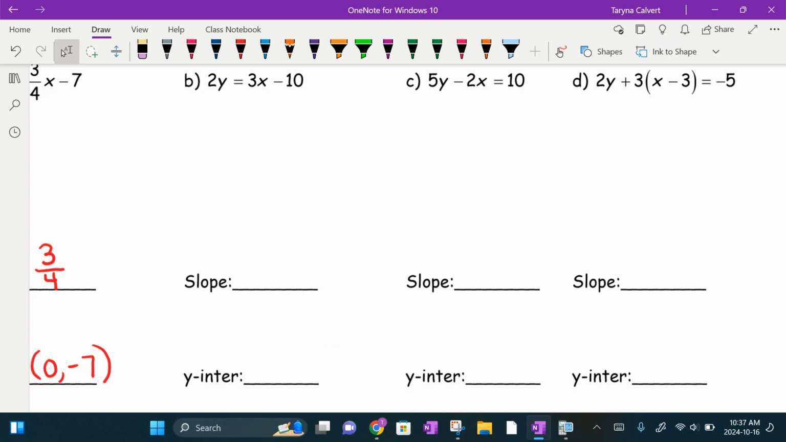So the first one's very quick. There's only one step to do. You have to divide everything by 2. So you divide everything by 2.